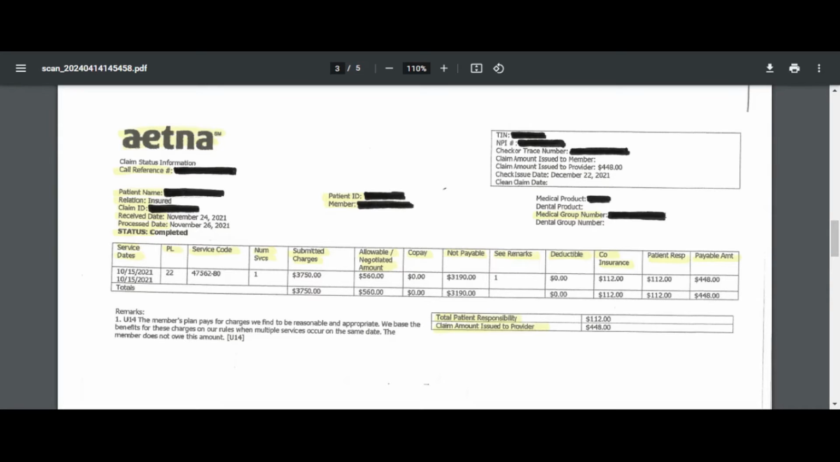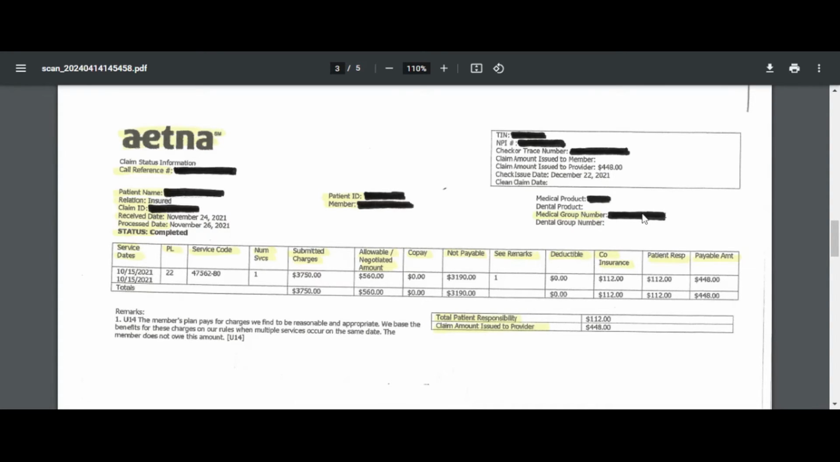You're starting to see the patient name. You're starting to see the claim ID number. You see the patient ID. You see the member number. You see the date processed and the receive date. Most payers have that information on their remit advice.